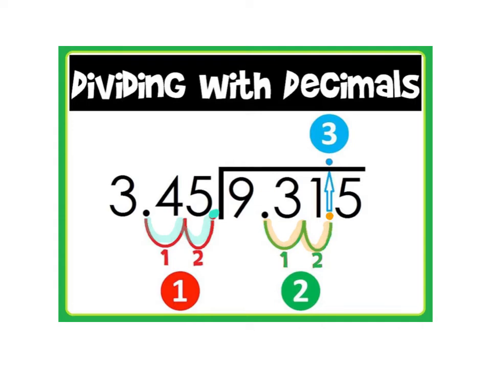So our last step before we can start solving is to go ahead and bring that decimal point straight up in our answer. So that's step number 3. And then we would divide like normal.